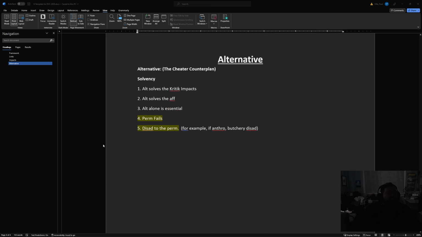Then we get to the alternative, which is just your cheater counter plan, right? Just think of it as a counter plan where you could just say we fiat anything, no matter how absurd that is, and you don't actually have to defend its fiat. Then you've got to have your solvency.